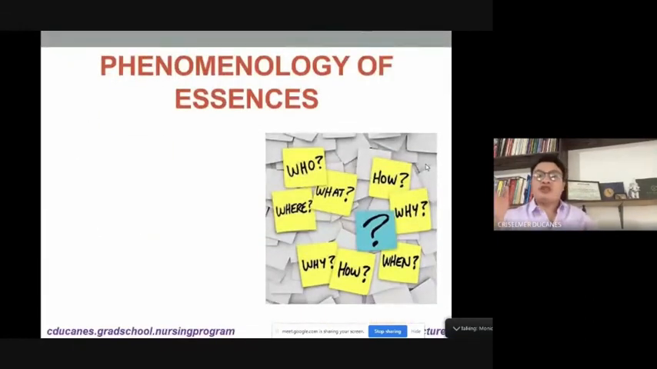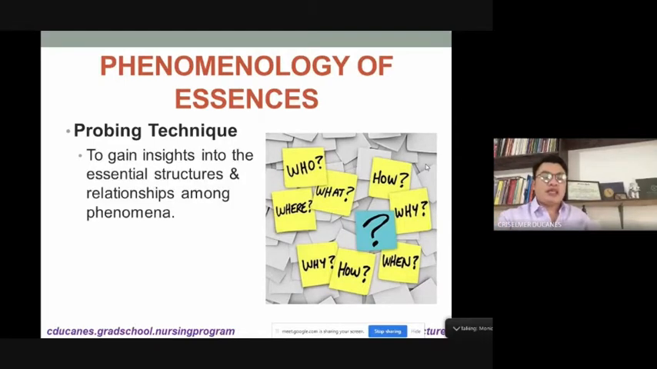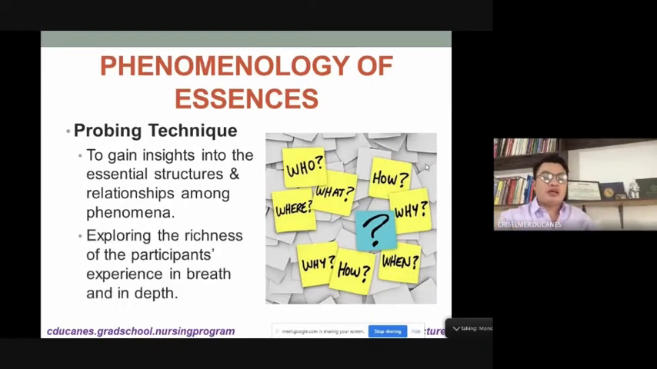Now let's proceed to phenomenology of essences. Here we have the probing technique. So what is the probing technique? It is to gain insights into the essential structures and relationship among phenomena, exploring the richness of the participants' experience in breadth and in depth. Probing is a very important technique that you should master in doing interviews with your participants.